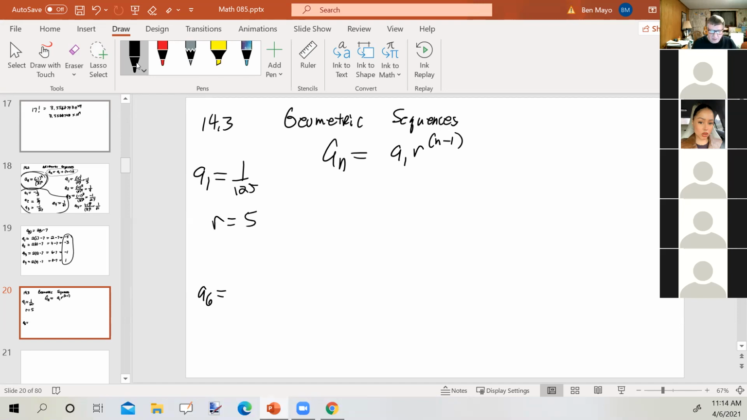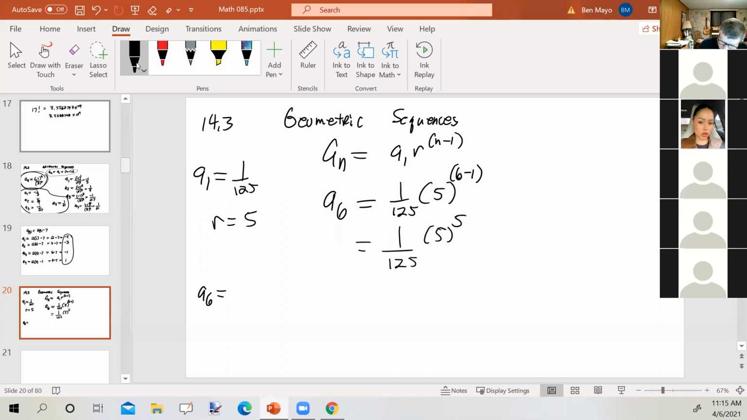Okay. So a sub 1 is 1 over 125, or 1/125. The common ratio is 5, and we're to find a sub 6. So since we know the first term and we know the common ratio, we can just plug that into the formula. A sub 6 equals a sub 1 times r to the n minus 1 power. So I've got 1 over 125 times 5 to the 5th power.